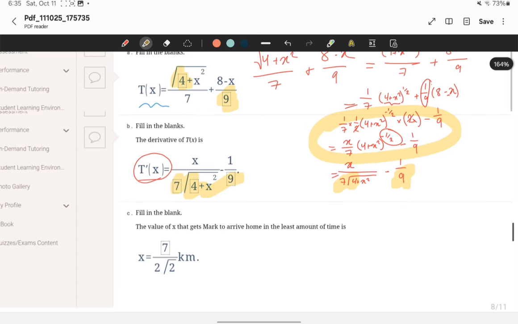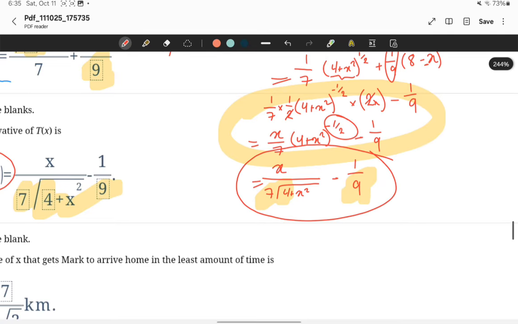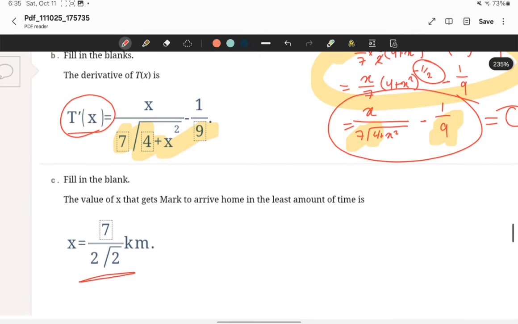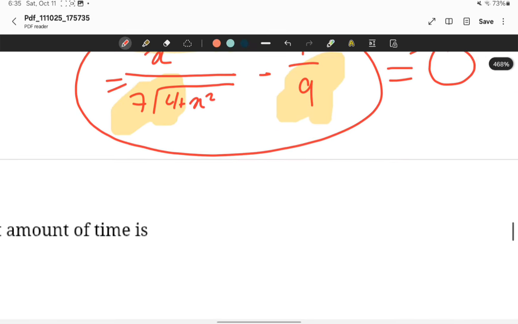Now part C. The value of x that gets Marta to arrive home in the least amount of time is... For this, you could use shift solve. You could take this equation, set it to 0 and shift solve, but you get a decimal, and here they want it in this form. So we're going to have to actually solve it manually on paper.